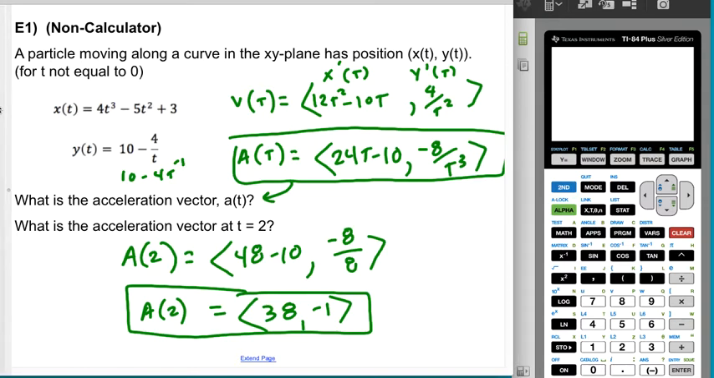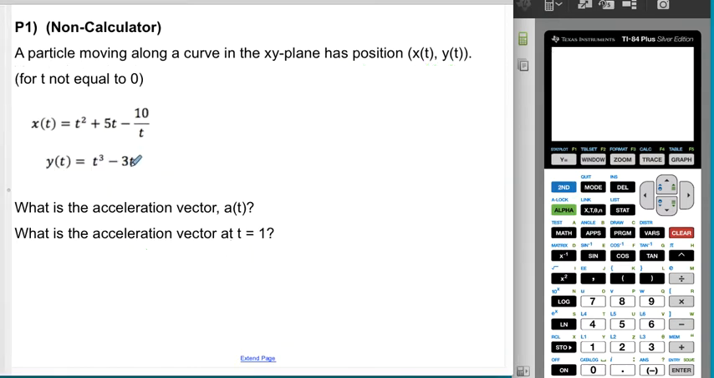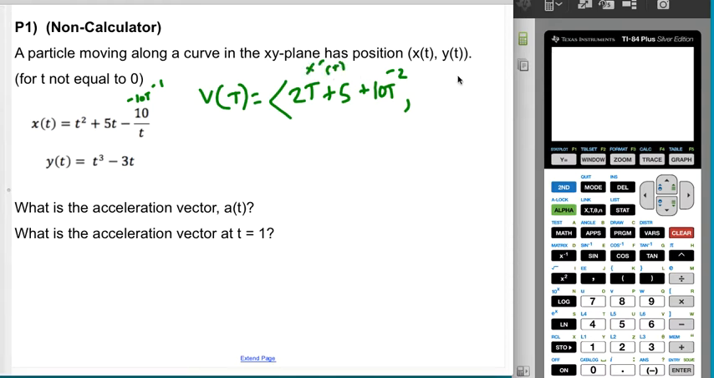Again, I find that parametric motion and these vector valued functions are fairly intuitive. So again, this is the same situation. I did give the caveat that t can't be 0, right? So again, you're going to find acceleration, right? So the velocity vector is going to be x prime of t, which would be 2t plus 5. And because this is a negative 10t to the negative first, this is going to be plus 10t to the negative second. I'm actually going to leave it that way because it was sort of a mistake on the last one that I didn't. It's just much easier. So that's my x prime of t. Here's my y prime of t, right? That's going to be 3t squared minus 3, right?